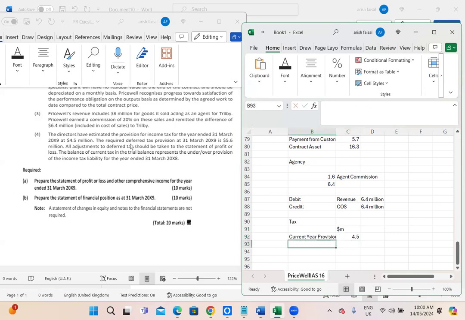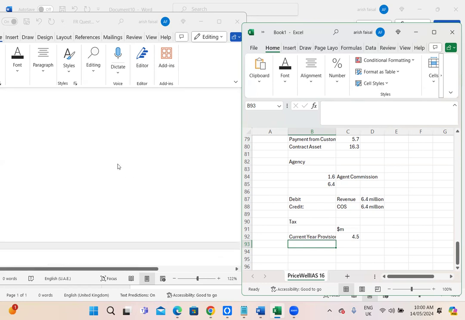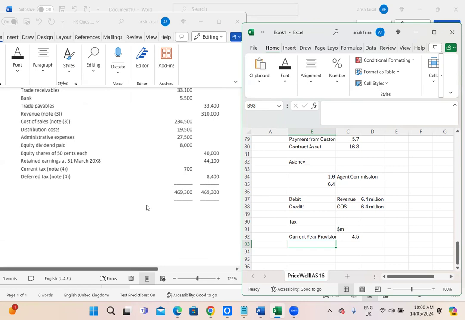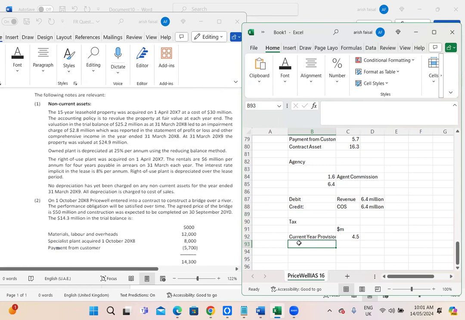And yes, now see. Okay, I'm just coming back to this deferred tax, but here I will read it first. The balance of current tax in the trial balance represents the under or over provision of the income tax liability for the last year. So if you look over here in your trial balance, the current tax is on the debit side, which is 700. So it means that last year you had an under provision of 700,000. So this year you have to increase your expense, because if it's on the debit side, it's considered to be your under provision. So in that case, it will increase your current year expense.